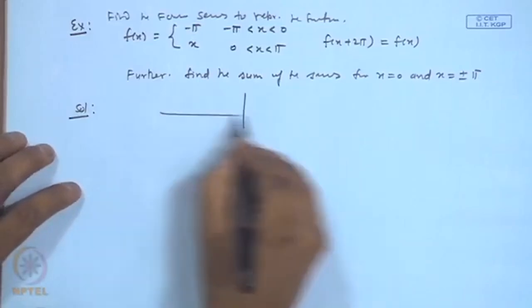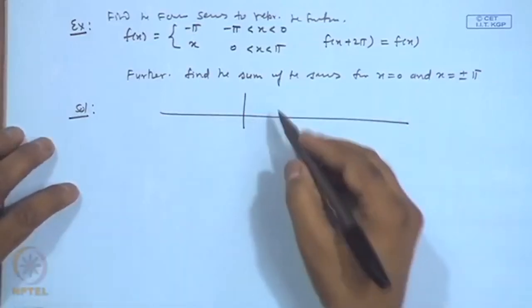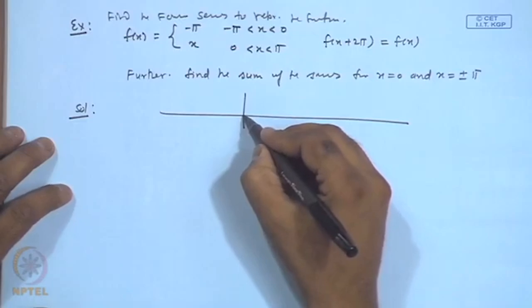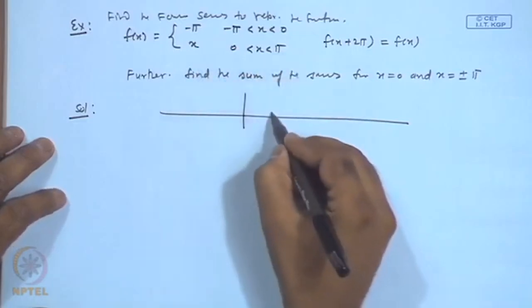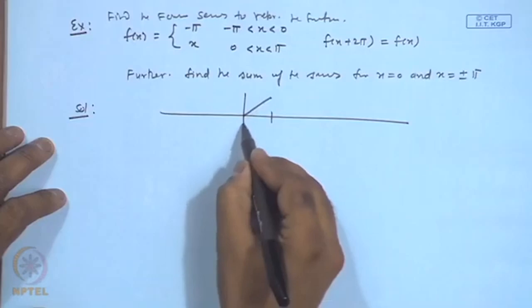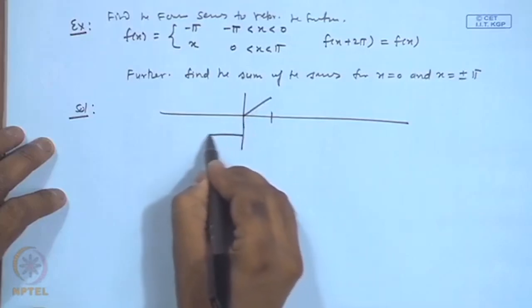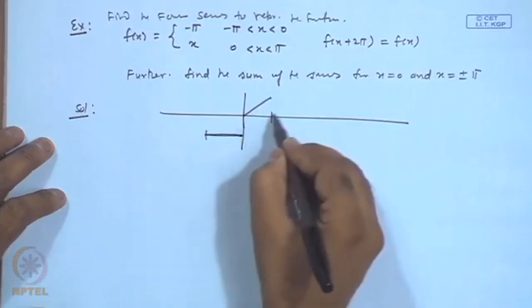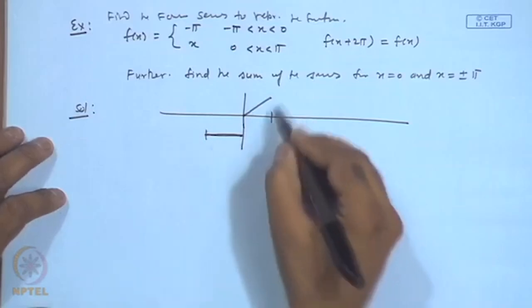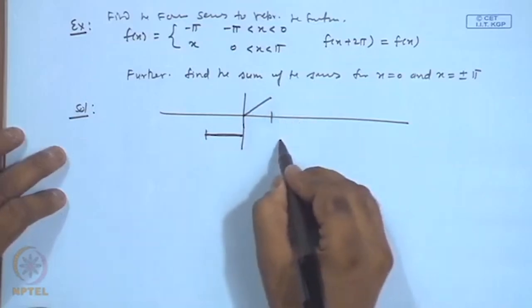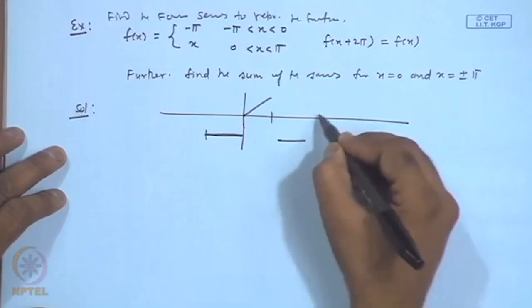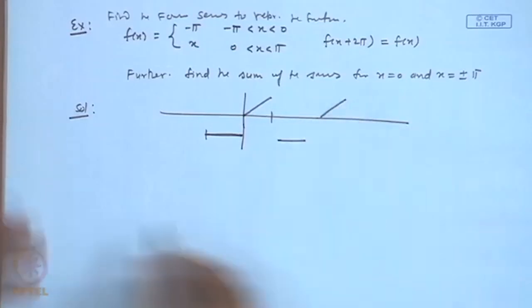So, this function, if we just take a look, it's x when 0 to pi, and on its minus pi, and 0 to minus pi, and then it's periodic. Okay, so then we have again here, and it will go like this. So, the function is periodic.